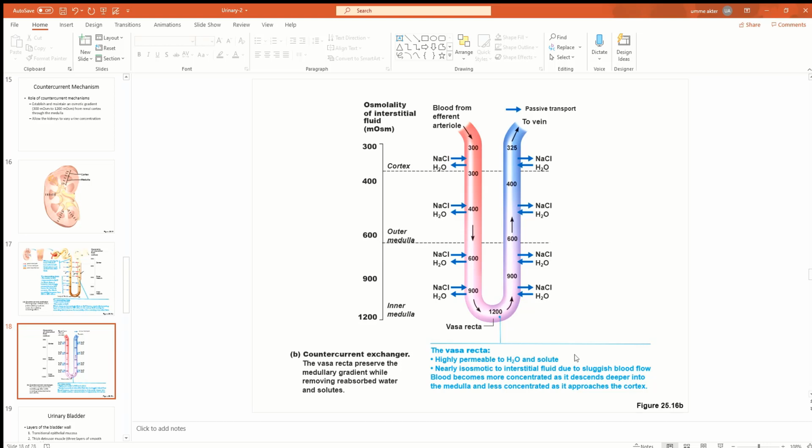And this is the vasa recta. Vasa recta is a capillary around the loop of Henle in the juxtamedullary nephron. And what is that? You see, again I am drawing the nephron, and there are two types of nephrons. You remember, one is long looped, that is the juxtamedullary. So this is the long looped nephron.